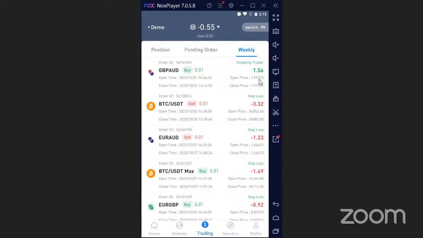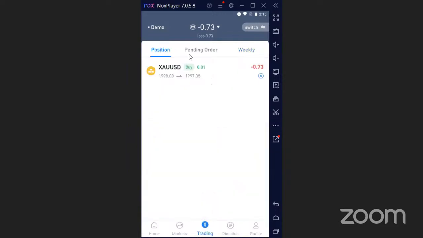Okay. So this is what a profit looks like. 1.50 in green is profit, and 3.32 in red is loss. All right. So this is what profit and loss looks like. Okay. So let's go back to our open position.